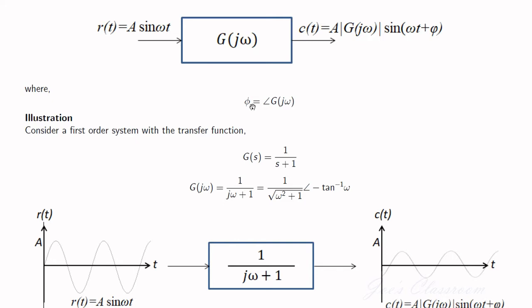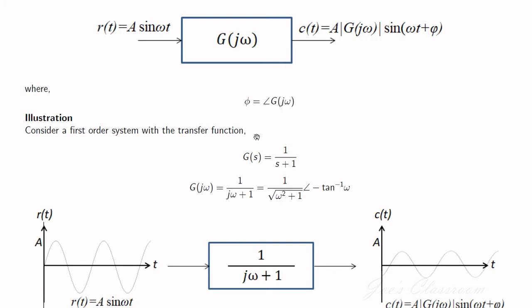So what we notice here is when I give a sinusoidal input of frequency omega, the frequency of the output is also omega. There is no change in the frequency, but there are two changes happening at the output. One is in the magnitude and the other is in the phase. The input magnitude is multiplied by the magnitude of G(j omega), whereas the phase of the input signal is added with another angle, which is the angle of G(j omega).